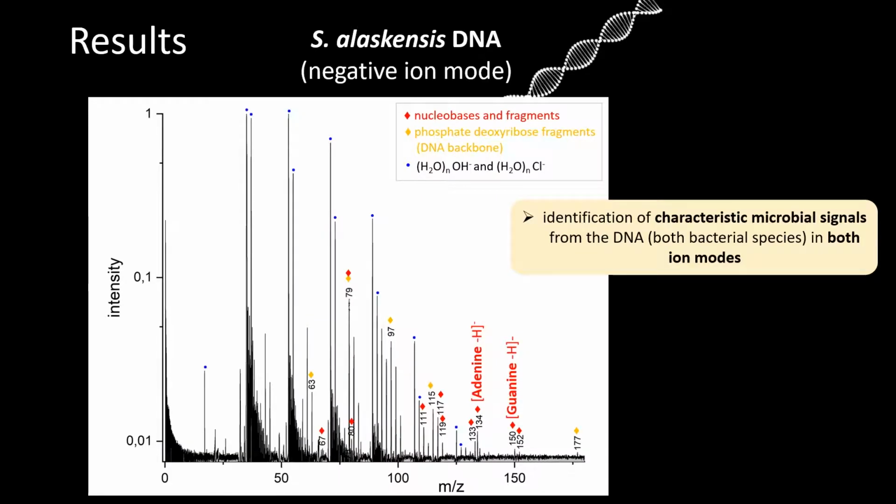Our results show that biosignatures from the two bacteria are clearly visible in both ion modes. Here you can see as an example an anion spectrum of DNA extracted from the S. alaskensis bacteria. We identified two nucleobases, adenine and guanine, and several nucleobase fragments. We also identified compounds deriving from the phosphate deoxyribose backbone of the DNA.